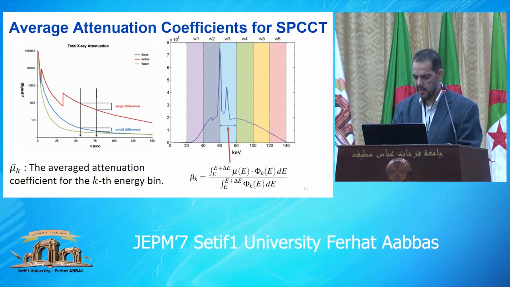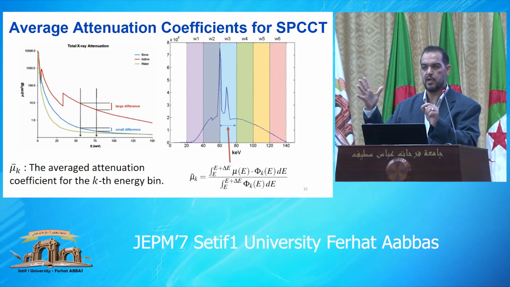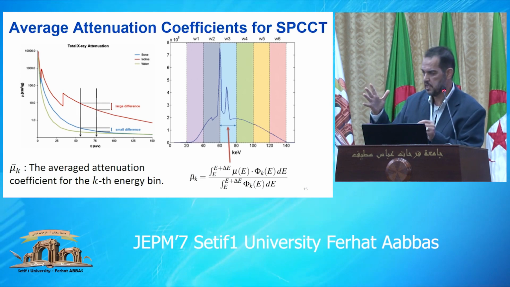the same equation, except now the lower energy is this one. So for example, for this energy window, the lower energy is 60 kiloelectron volt, and delta E is 20 kiloelectron volt, and the same equation. So for each pixel in the image, we have 5 pixel values, each one corresponding to a different energy, and each one of these pixel values corresponds to an average attenuation coefficient. So now we have a lot of information.